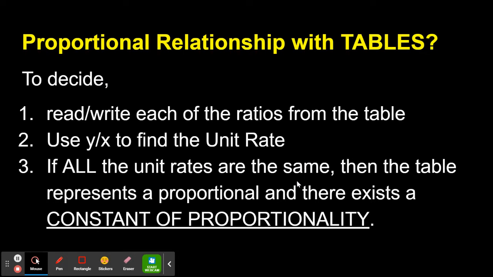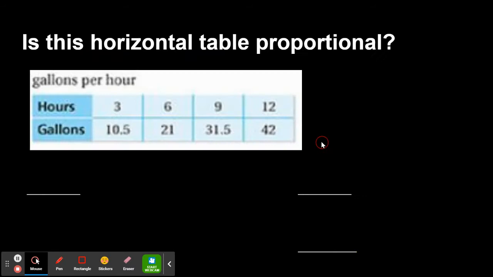So, proportional relationships with tables. We're going to be given a table and we need to decide and determine if it represents a proportional relationship. To decide, we're going to write each of the ratios from the table, and we're going to write those ratios using y over x. It's important that it is always y over x, and that will find the unit rate for us. If all of the unit rates are the same, then the table is said to be proportional, and there exists a constant of proportionality, which is the unit rate. We'll see how that goes.